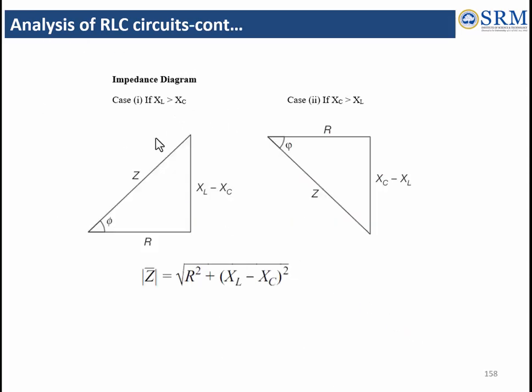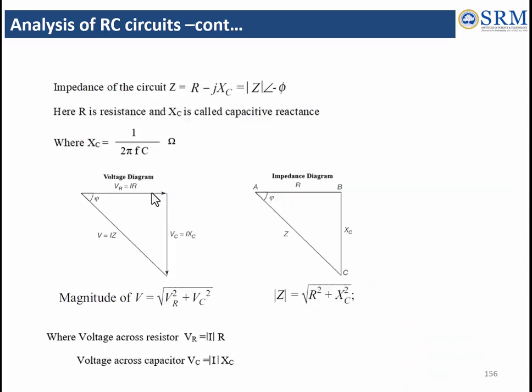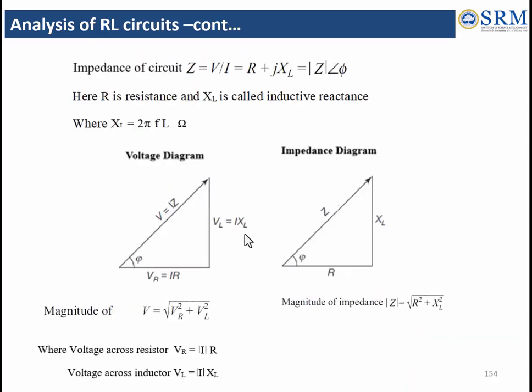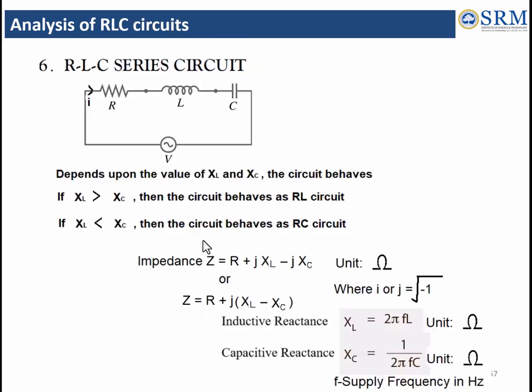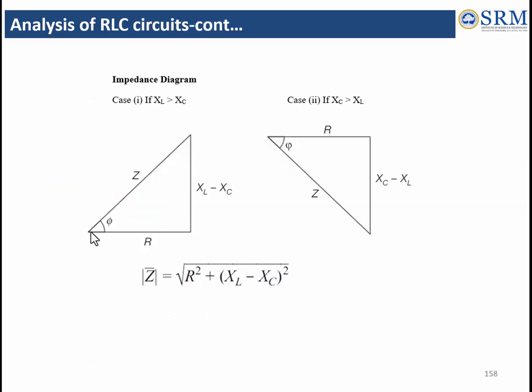So we have two cases to understand. XL greater than XC means, from the previous analysis, it behaves as an RL circuit. So the voltage lead will happen here. We have to draw resistance on the x-axis and, since it is leading, XL minus XC on the y-axis, and this is the overall impedance. If XC is larger, the voltage will lag, so we have to draw in an inverted way, resistance on the top and this lagging, then this is the final impedance.